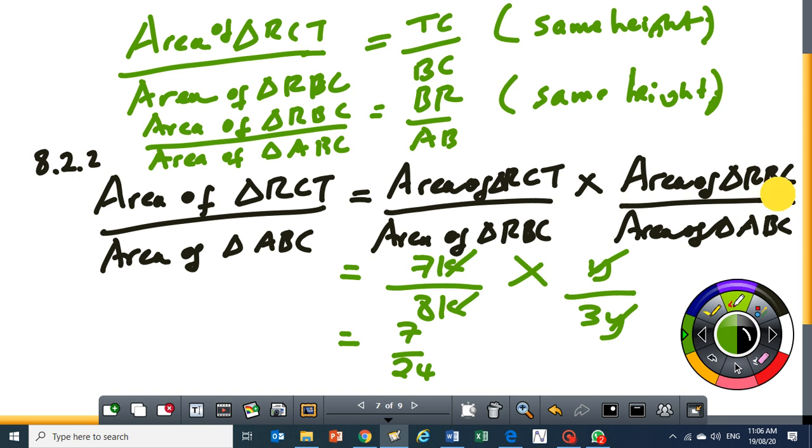Then you come to this equation. Then you substitute, and then you will be okay.